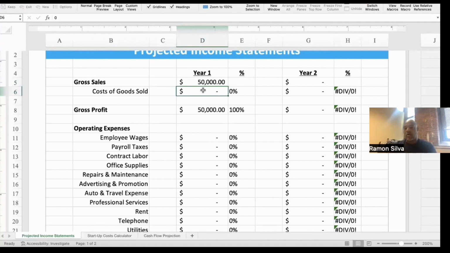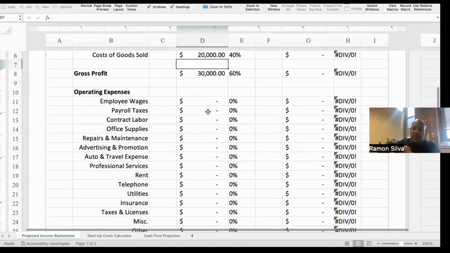If I am an artist, I may choose, per project or per service that I'm selling, to have a cost for each of those projects. If I am painting murals, I may put into each mural that I paint the cost of the paint that was needed for that mural. So that is your gross sales, and then your cost of goods sold. If I make that 20,000 for this business, you'll see that it'll tabulate that my gross profit is $30,000.